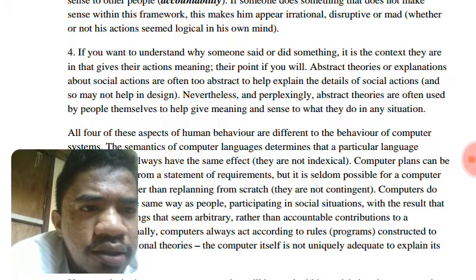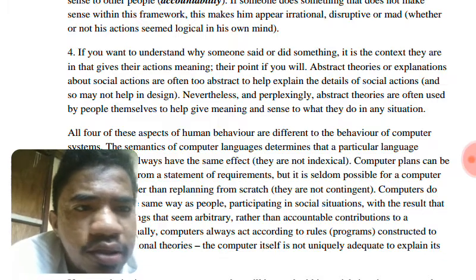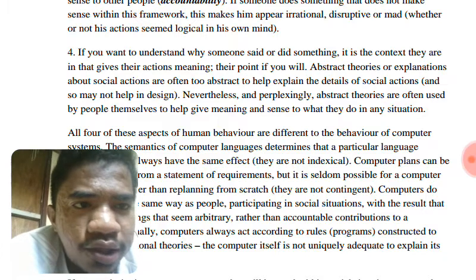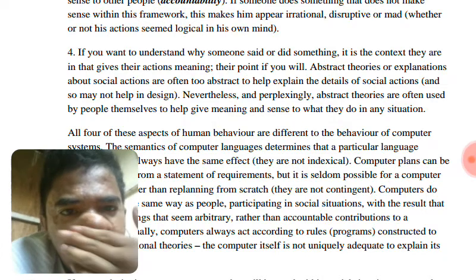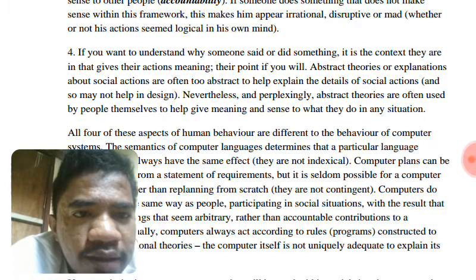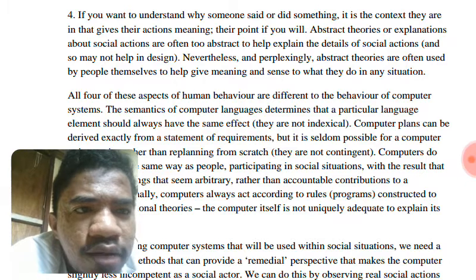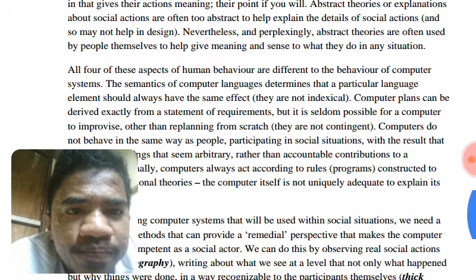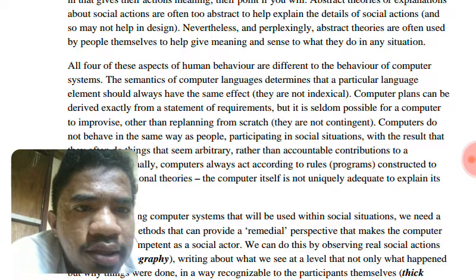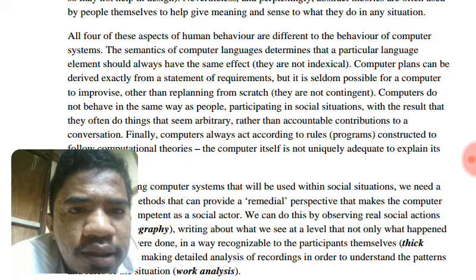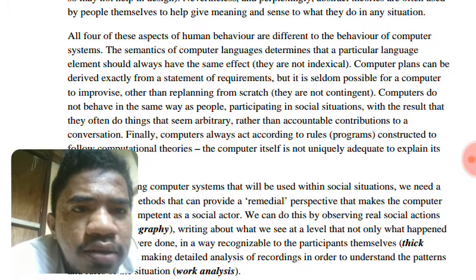Abstract theories and explanations about social action are often too abstract to help explain the details of social action, and so may not help in design. Nevertheless, and perplexingly, abstract theories are often used by people themselves to help give meaning and sense to what they do in any situation. All four of these aspects of human behavior are different to the behavior of computer systems.